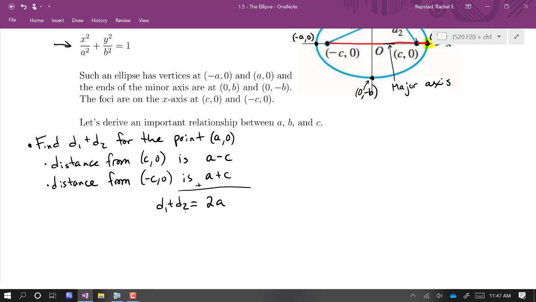Okay. So let's make an observation here. What makes something a point on the ellipse is that the sum of the distances never changes. The sum of the distances is constant. So this means that the sum of the distances, D1 plus D2, is equal to 2a no matter what point we pick.